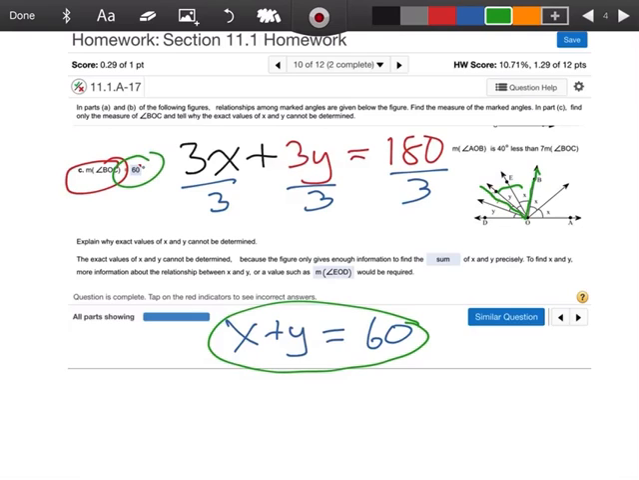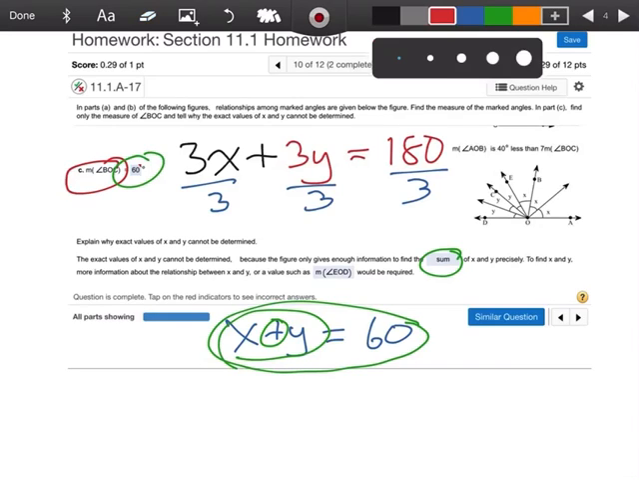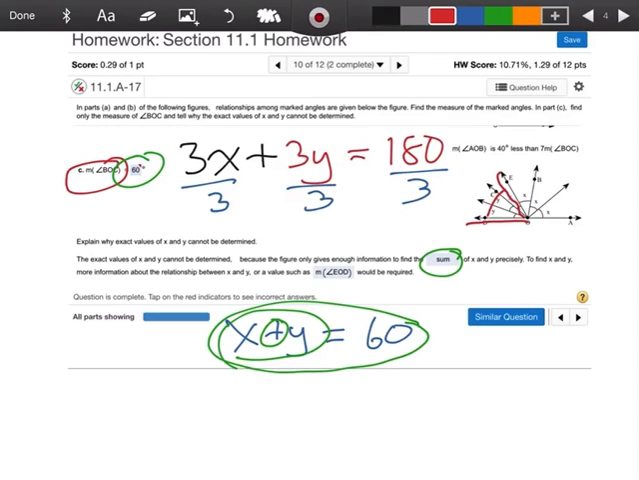The next part says the exact values of X and Y cannot be determined because the figure only gives enough information to find the sum, because that's what we're doing here. Remember, sum means we're adding. To find X and Y, we need more information about the relationship between X and Y, or a value such as the measure of angle EOD. So let's take a look at what EOD looks like. We would need the 3 y's together so that we could find y by itself, okay? We would need something like that.